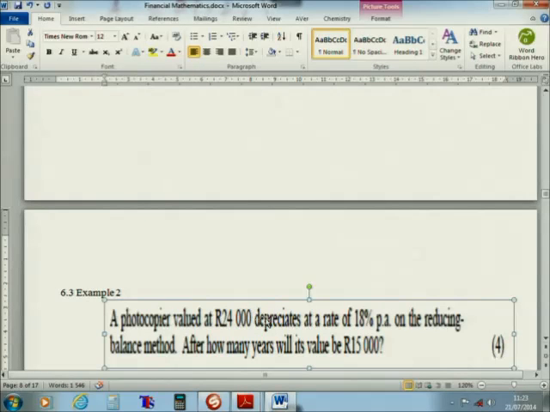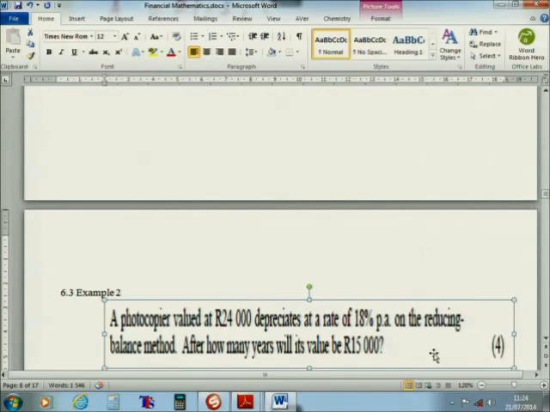Then here we've got the word depreciate. Can you see that word? The statement reads as follows. As we've said, you have to read the statement first. It says a photocopier valued at 24,000 rand is depreciated at the rate of 18% per annum on the reducing balance method. After how many years will its value be 15,000?